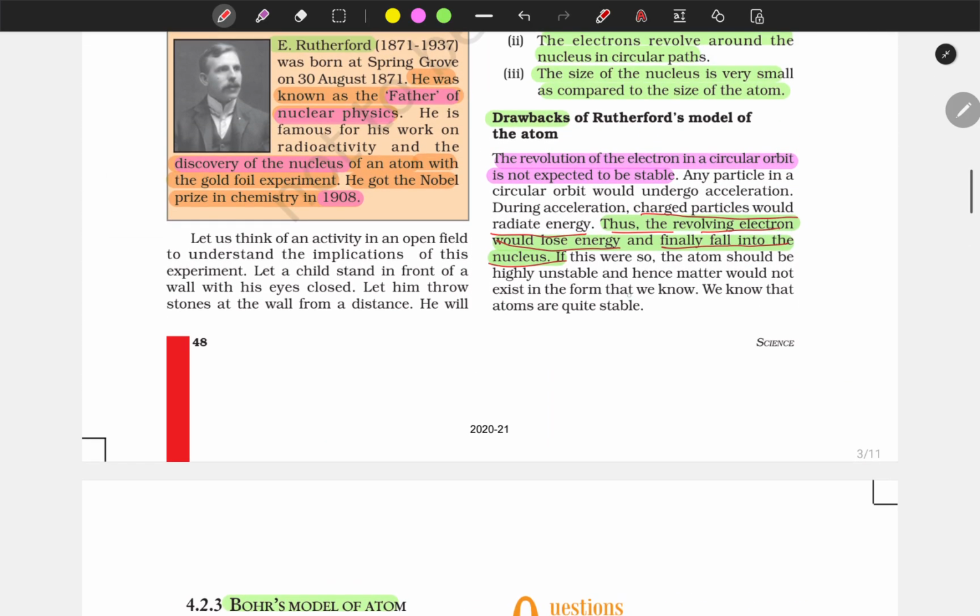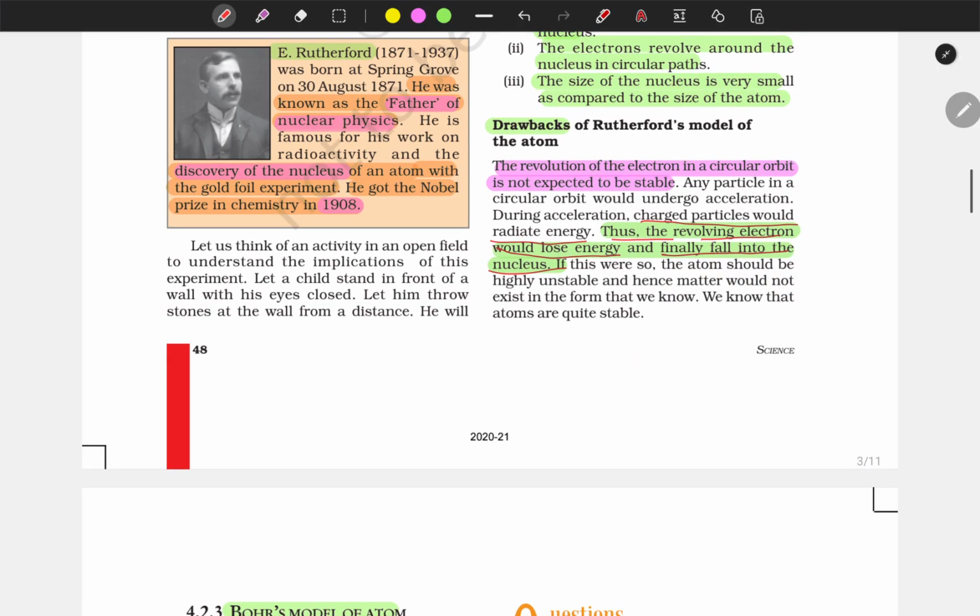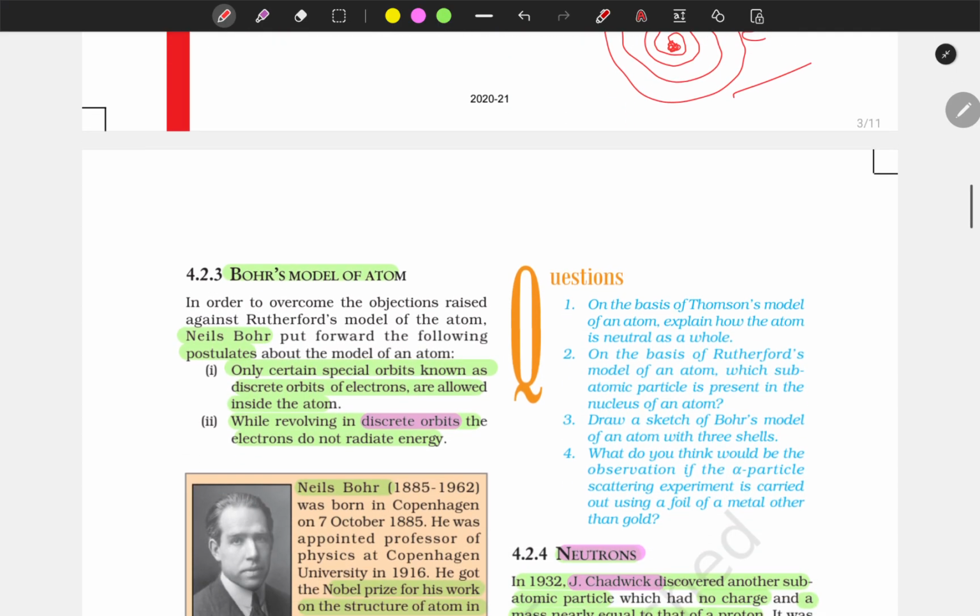But it does not fall into the nucleus, so that means this model could not explain this. It was saying that the electron is revolving around the nucleus, it loses energy and finally will collapse and fall into the nucleus. This could be the drawback.